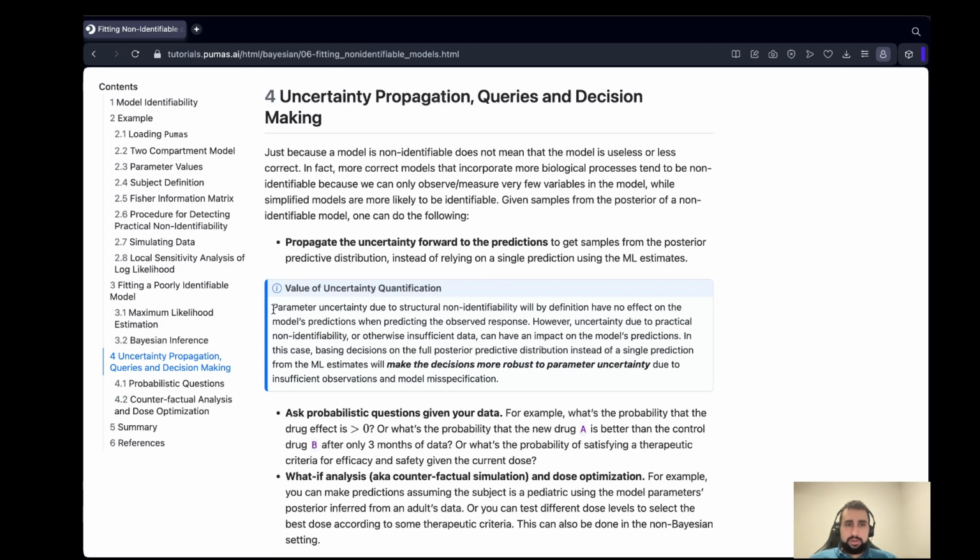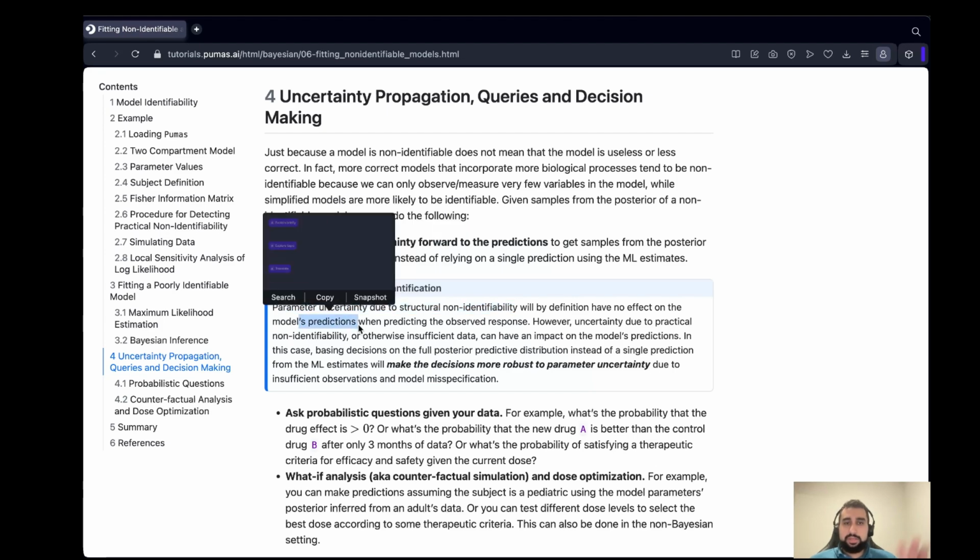So here I go through the value of uncertainty quantification a bit, and in general it's important to distinguish between two types of uncertainty that we can see in this context. One is due to structural identifiability issues, and one is due to practical identifiability issues. In general, any uncertainty due to structural non-identifiability will not have an effect on the model's predictions.